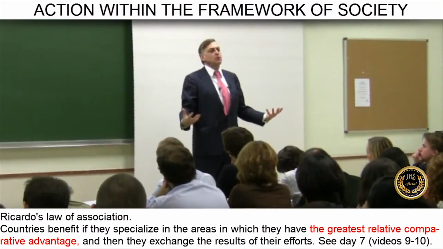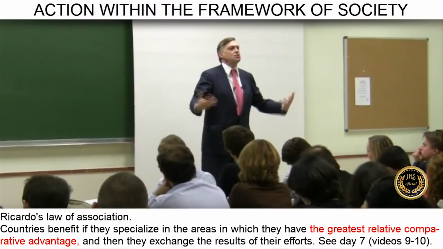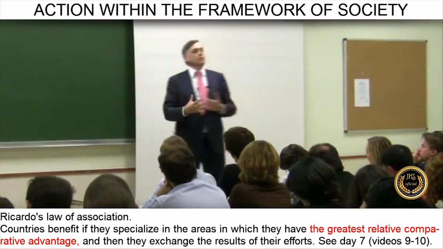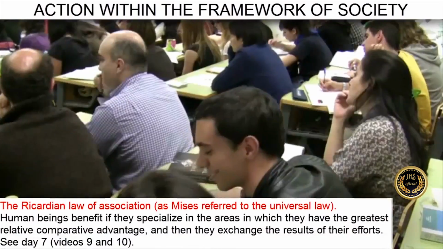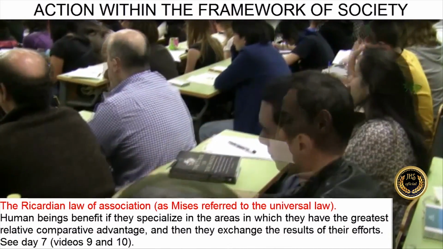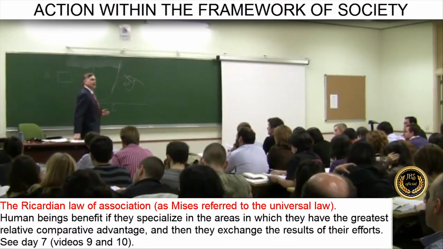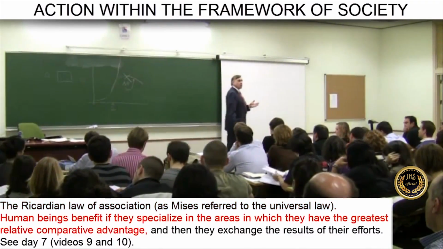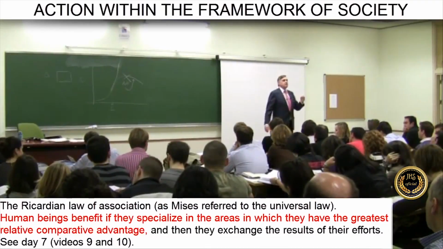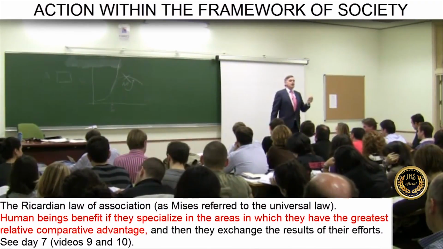Though David Ricardo never knew it, Mises referred to the universal version of the law of the division of labor, or of knowledge, as the Ricardian law of association, in Ricardo's honor. That explains the title of this section in the textbook, Human Action. What does it mean to specialize in the area in which one has the greatest relative comparative advantage?